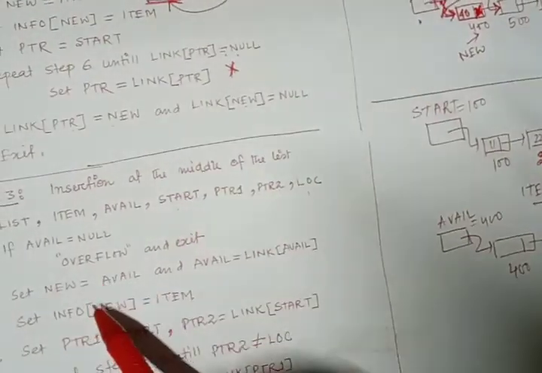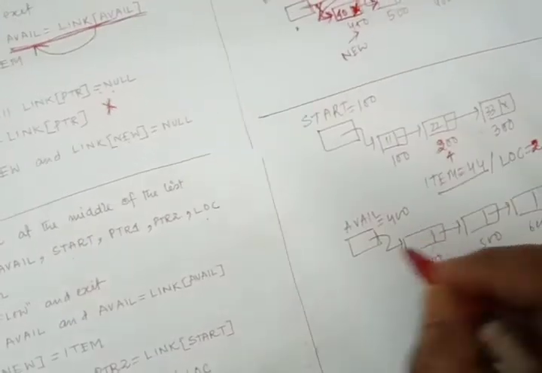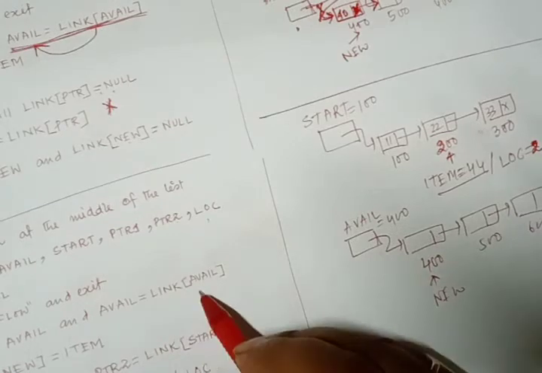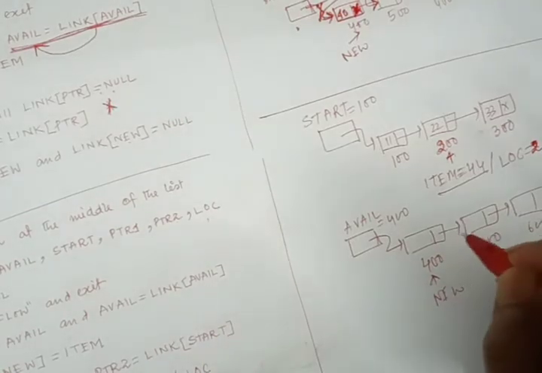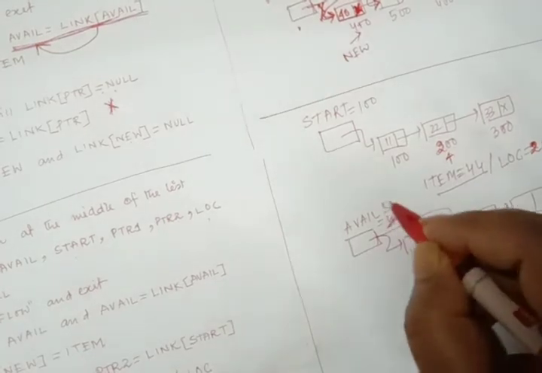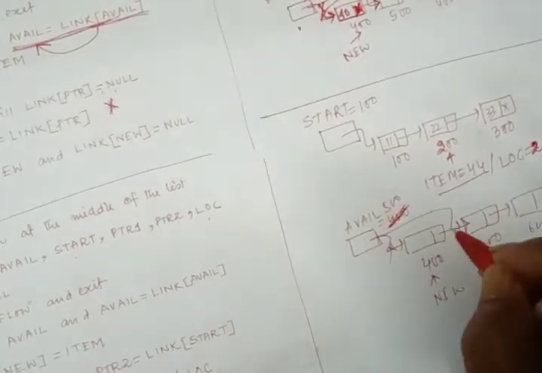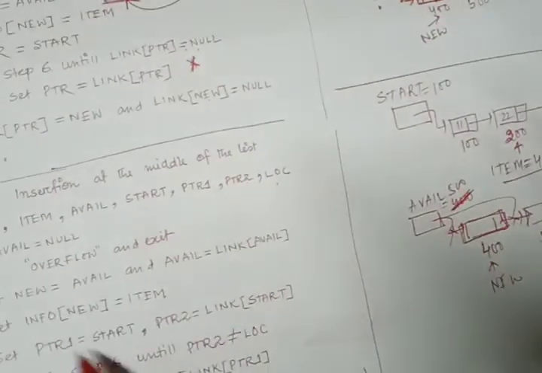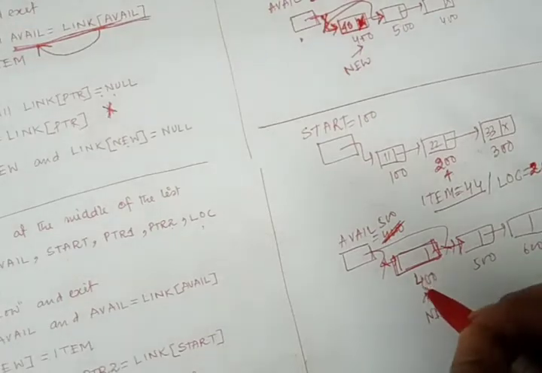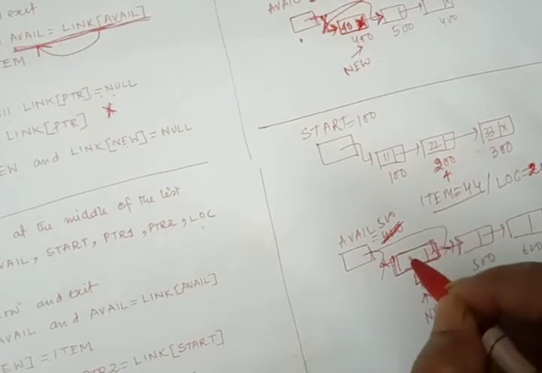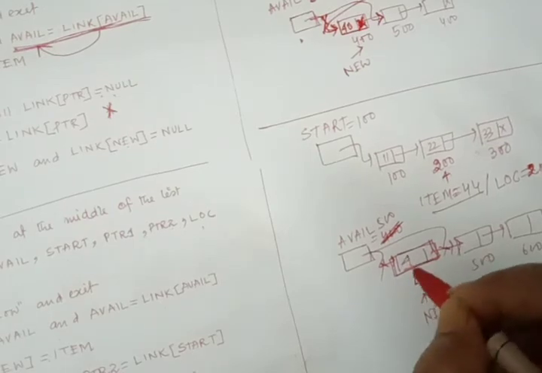So here you see new equal to avail, and avail equal to link of avail. So here we break the link. Now the new value of avail is 500, so this node will come out from the avail list. Next, info of new equal to item, so you insert the information of item 44 in the new node 44.